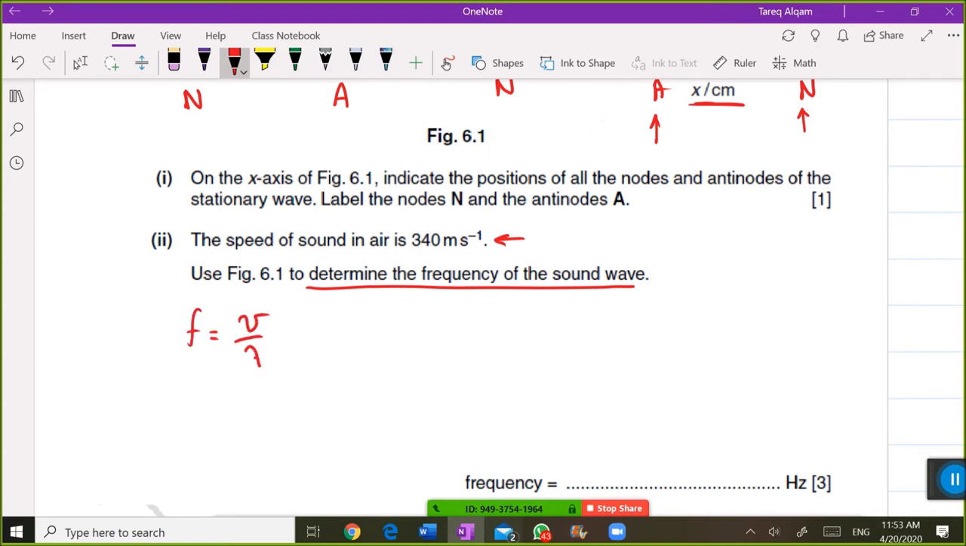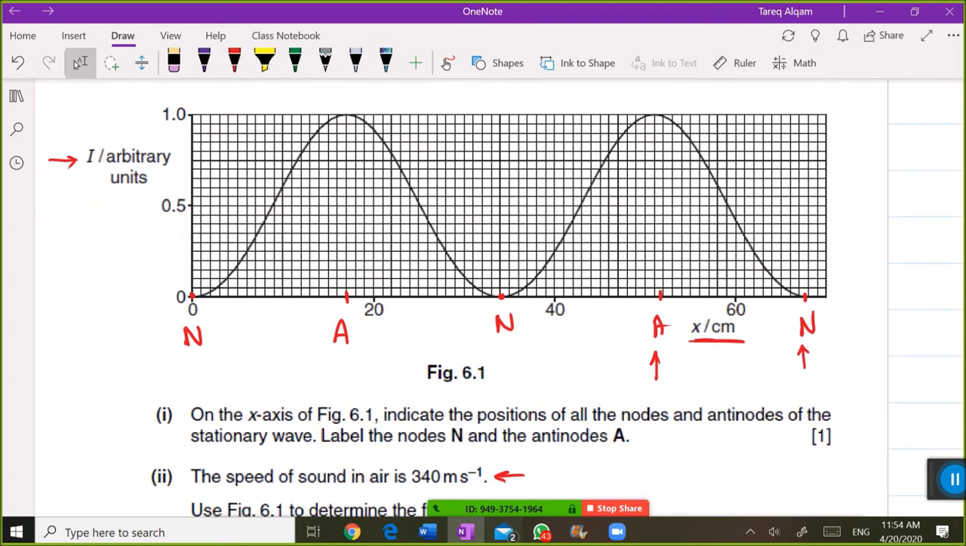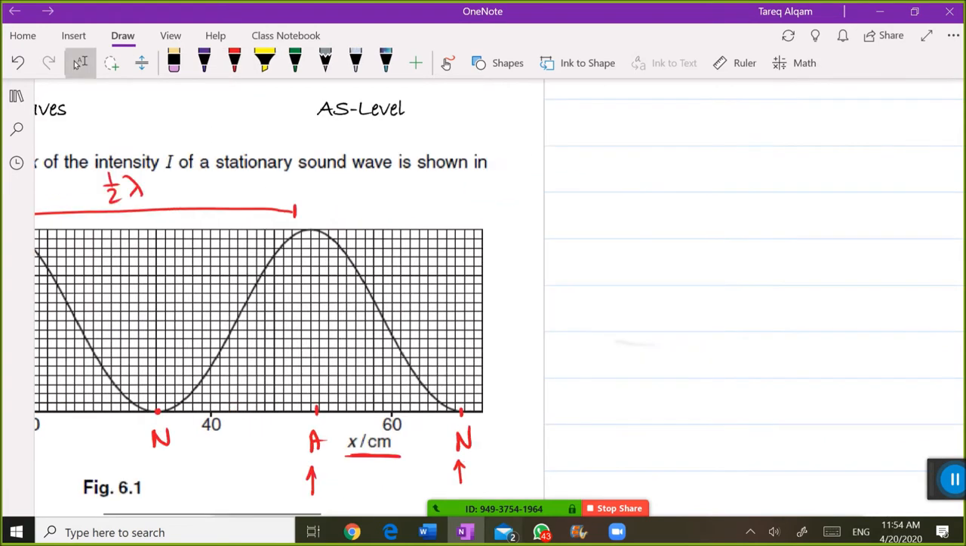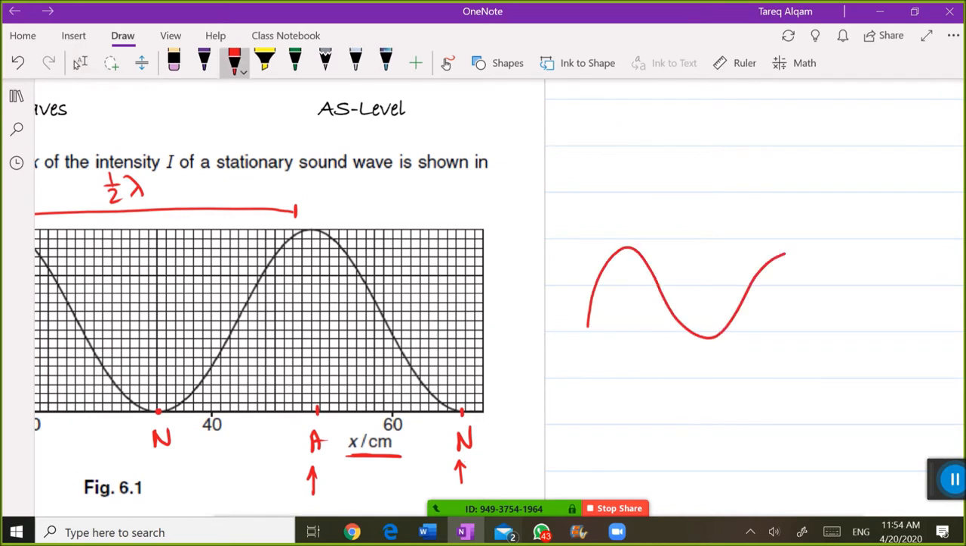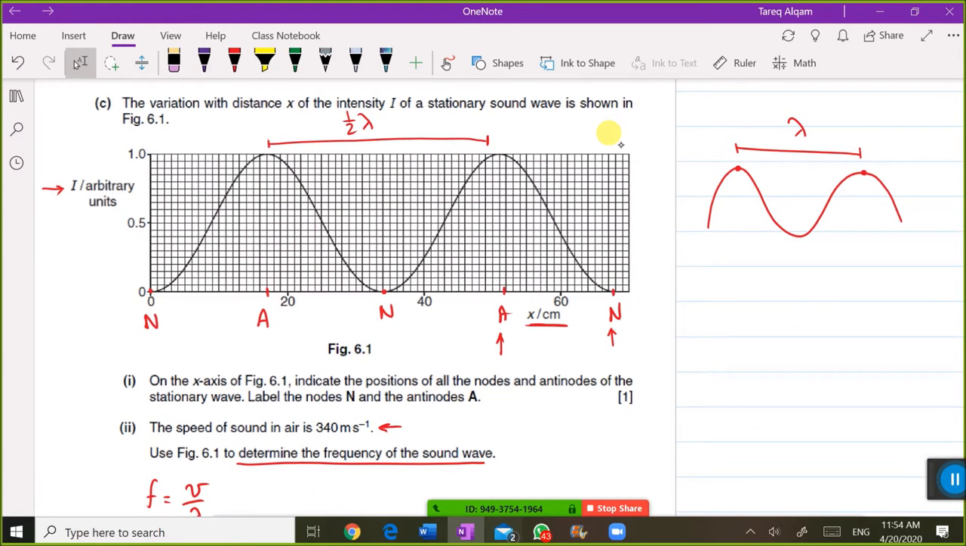The wavelength. Guys, here is the common mistake. If I determined that these are antinodes, the separation between antinodes is half a wavelength. In stationary waves, it is half a wavelength. What is the main mistake here? The student, in the progressive wave, distance from crest to crest is wavelength. So some of the students made this mistake, they consider the distance between crest and crest as a wavelength.